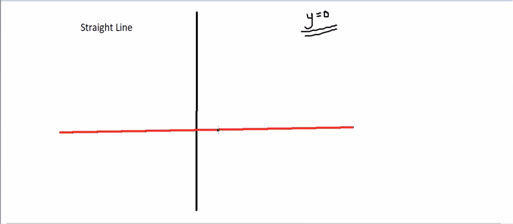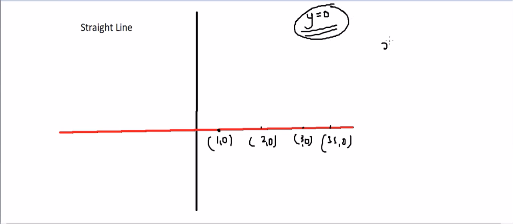If I take any point, suppose this point, here 1, 0, this point 2, 0, 3, 0, 3.5, 0. X is changing, but y remains constant, and that's why the equation of the line is y equals 0. So the equation of x-axis is y equals 0. Same as if I say the equation of y-axis, it will be x equals 0. Why? Because at every point on y-axis, the x is 0. So equation is x equals 0.